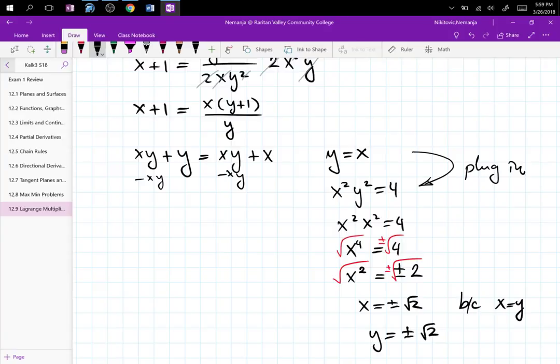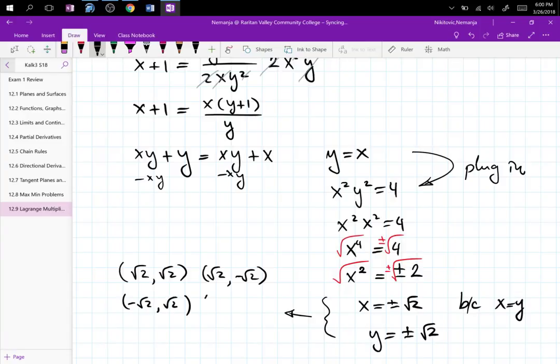So we have x is plus or minus root 2 and y is plus or minus root 2. This gives us the combination of 4 points, which we'll have to test for their z values and figure out which one has the highest value and lowest value. This system gives us root 2, root 2; root 2, negative root 2; negative root 2, root 2; and negative root 2, negative root 2. So we would have those 4 points.